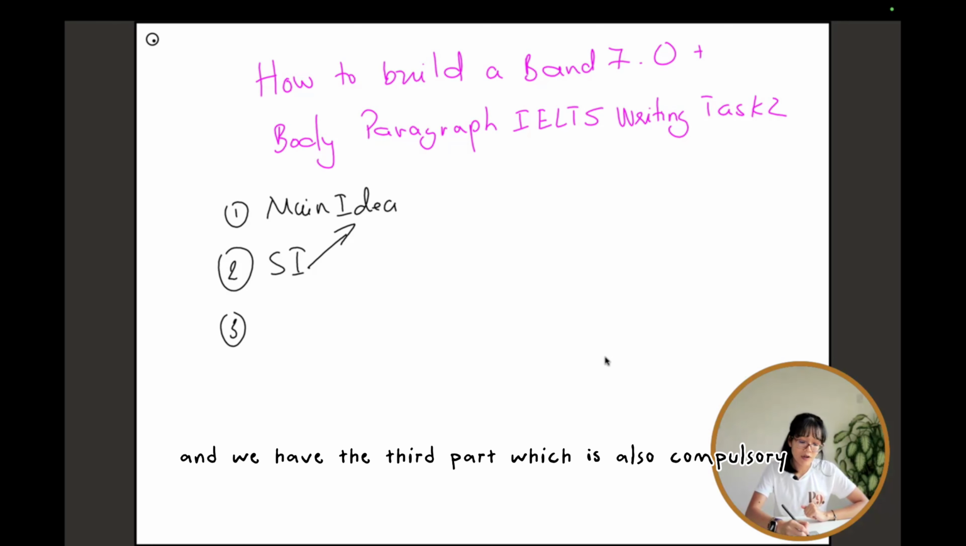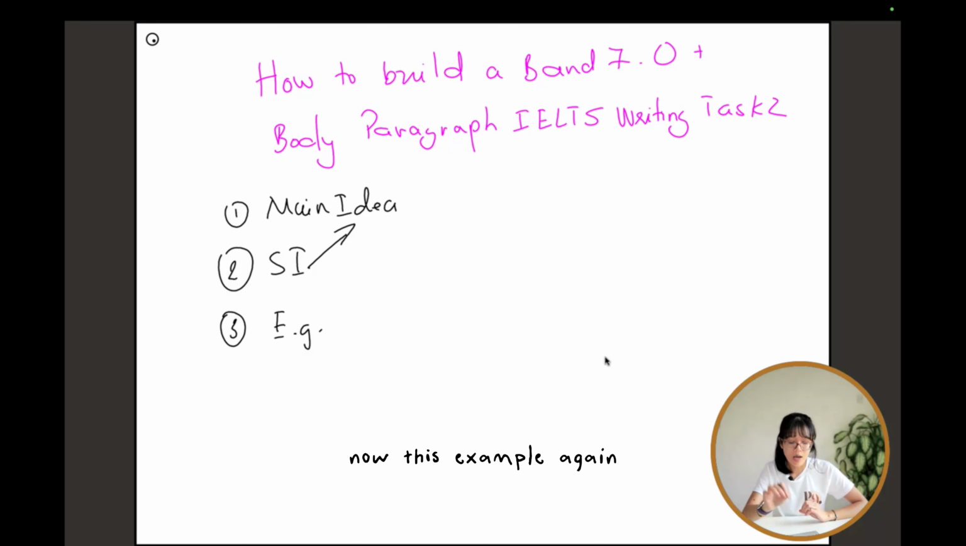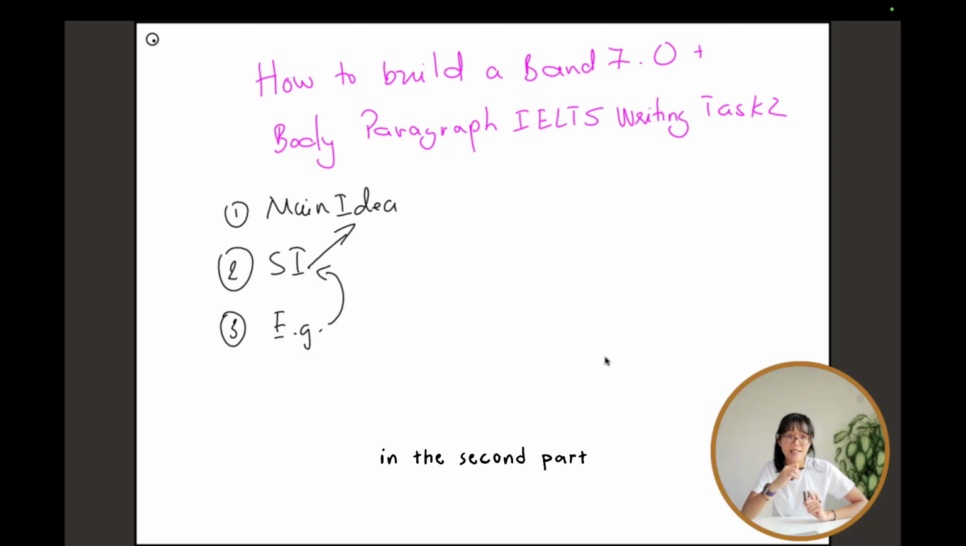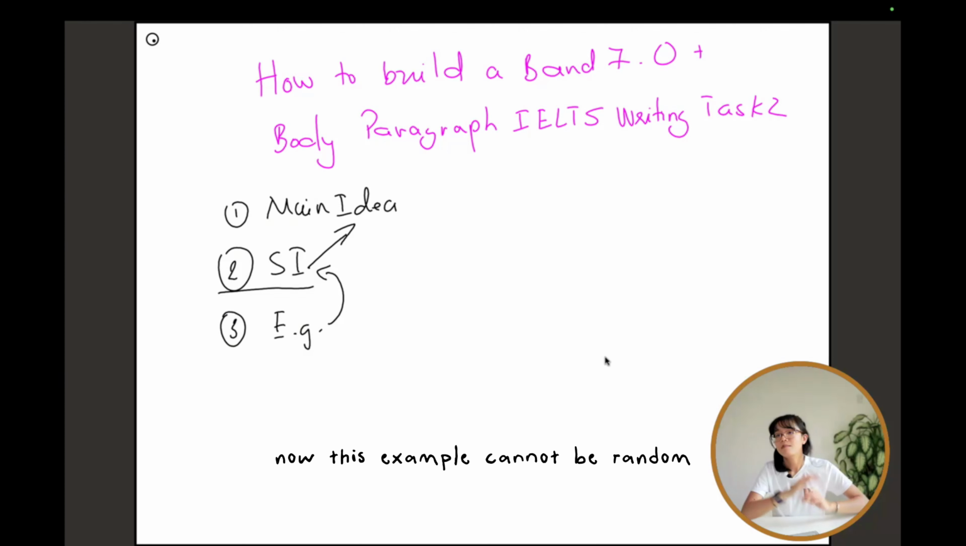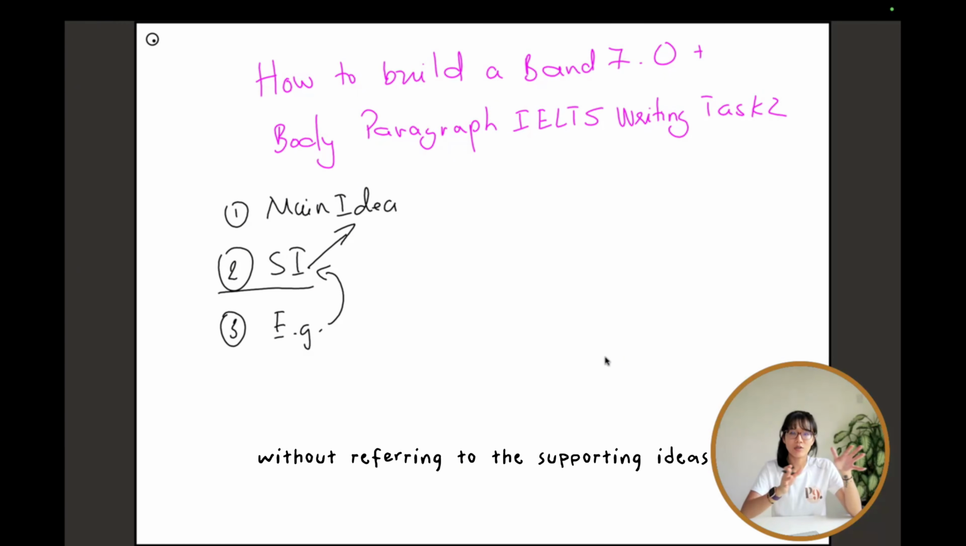And we have the third part, which is also compulsory. This is the example of the body paragraph. Now, this example again has to be relevant to the supporting ideas that you provide in the second part. Now, this example cannot be random. It cannot be irrelevant. It cannot be too general without referring to the supporting ideas.